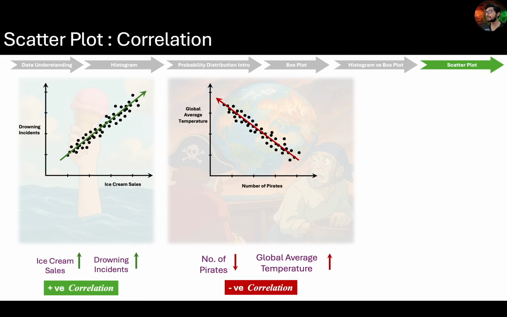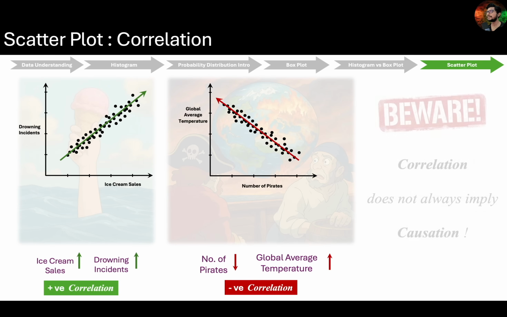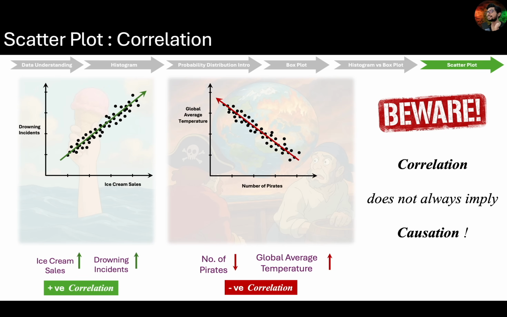suggesting a negative correlation. However, this is purely coincidental, and there is no causal link between the number of pirates and the climate change. Therefore, it is important to be cautious, as these examples clearly demonstrate that correlation does not necessarily imply causation. So without sufficient data and domain knowledge, we should never infer a causal relationship between two variables solely based on their numerical correlation value.